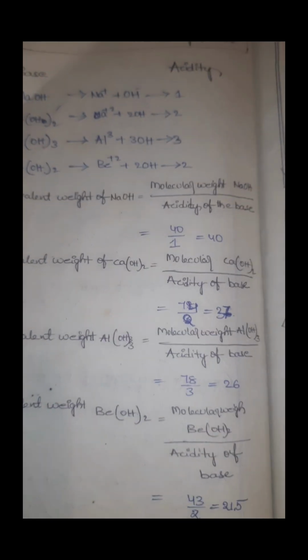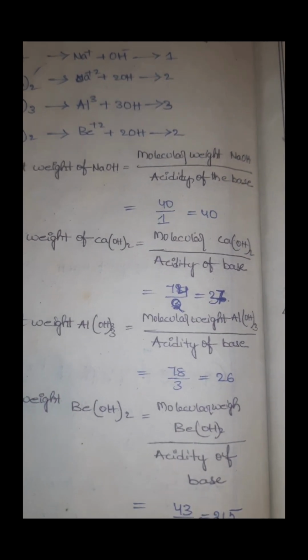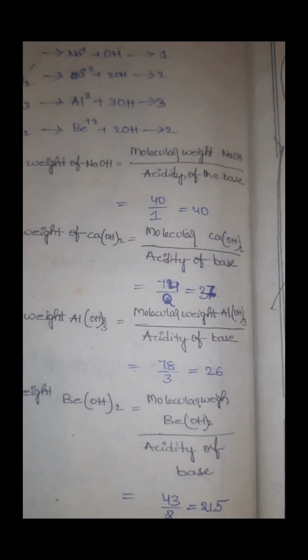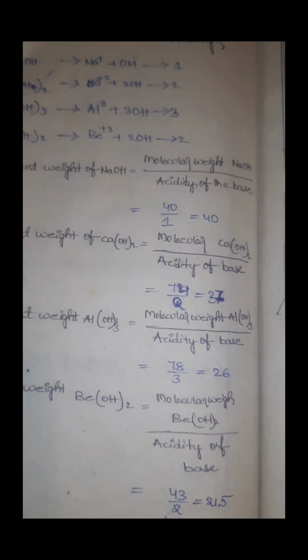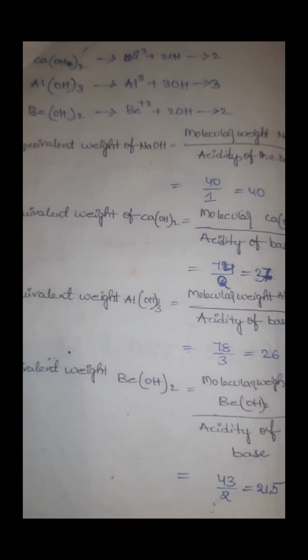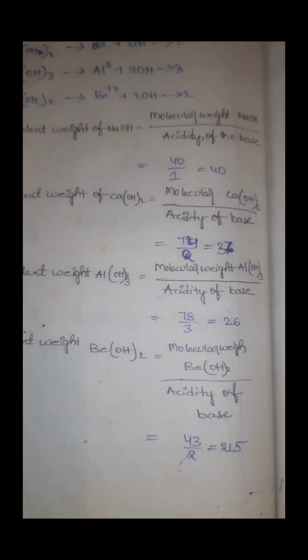The number of OH minus ions in the given compound divided into the molecular weight. For example, observe the equivalent weight of NaOH: the molecular weight of NaOH divided by the acidity of the given base. So 40 by 1 is the equivalent weight, which is the same as the molecular weight of NaOH. Similarly, equivalent weight of calcium hydroxide, aluminum hydroxide, barium hydroxide.